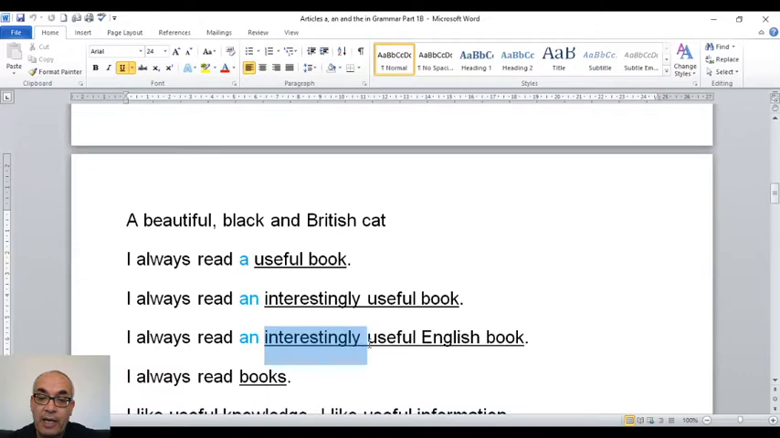Again, you can see all this. Interestingly is an adverb, useful is an adjective, English is an adjective, and then I have to use an. Why? Because interestingly starts with a vowel, which is I. So again, you can see an here before an adverb. A is before an adjective. But this a before the adjective useful is for book. And the same, this an before interestingly is for the word book, because book is the noun. And the same in this sentence.